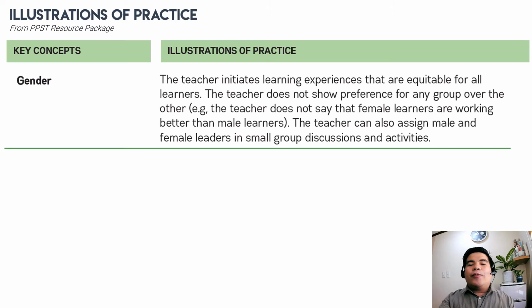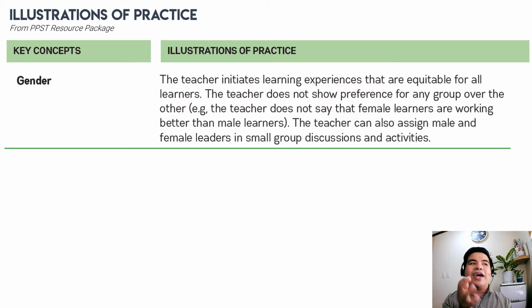Now, we have gender as a concept for learner diversity, okay, and this one is under the cultural and also personal background, illustrations of practice. The teacher initiates learning experiences that are equitable for all learners. The teacher does not show preference for any group over the other. For example, the teacher does not say that female learners are working better than male learners. The teacher can also assign male and female leaders in small group discussions and activities.